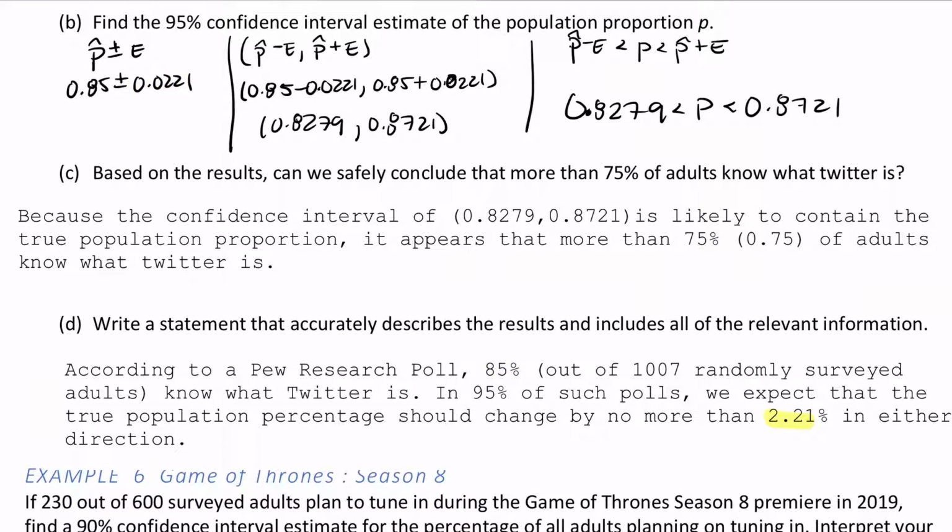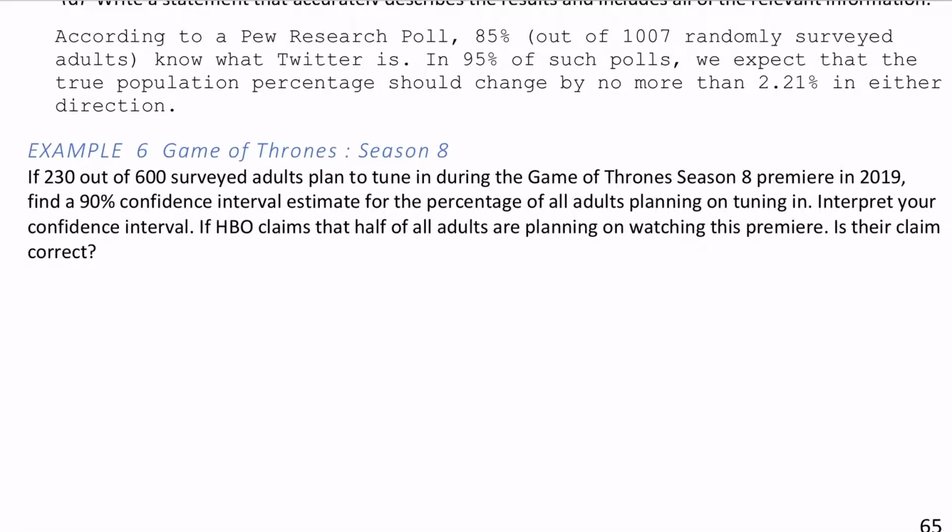Let's look at example 6. Example 6. If 230 out of 600 surveyed adults plan to tune in during the Game of Thrones season 8 premiere in 2019, find a 90% confidence interval estimate for the percentage of all adults planning on tuning in. Interpret your confidence interval. If HBO claims that half of all adults are planning on watching this premiere, is their claim correct?